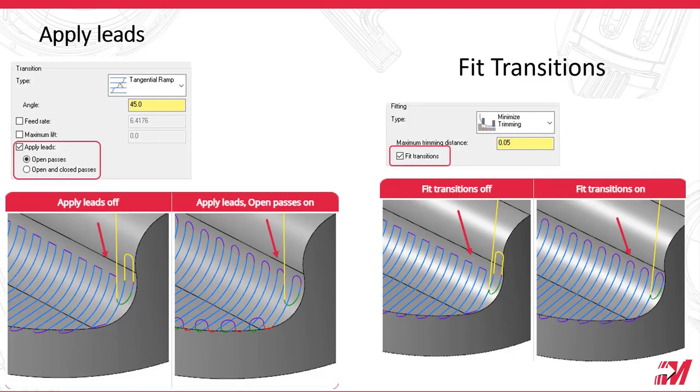We now have apply leads more enhanced. As you can see by the picture there, when we apply leads, that's that nice roll in and roll out. And now we can define if we want that on open passes or open and closed passes. So that's a nice change to give you a little bit more say on your 3D transitional moves. And then fit transitions. It's along the same principle. It's just fitting that in depending on how much we are trimming for our trimming distance. As you can see there, it allows you to fit that transition in there with our transitional move.